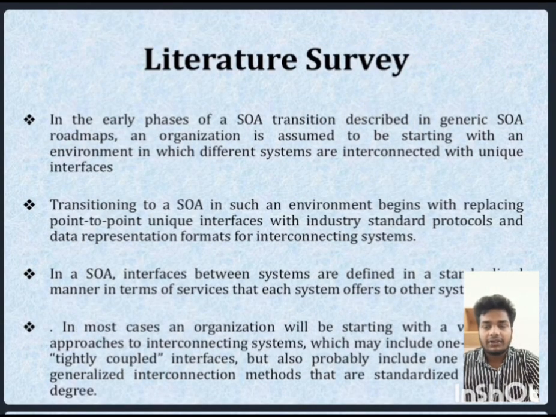In the early phases of SOA transition described in generic SOA roadmaps, an organization is assumed to be starting with an environment in which different systems are interconnected with unique interfaces. Transition to SOA in such an environment begins with replacing point-to-point unique interfaces with industry standard protocols and data representation formats for interconnecting systems. In SOA, interfaces between systems are defined in a standard manner in terms of services that each system offers to the other systems.